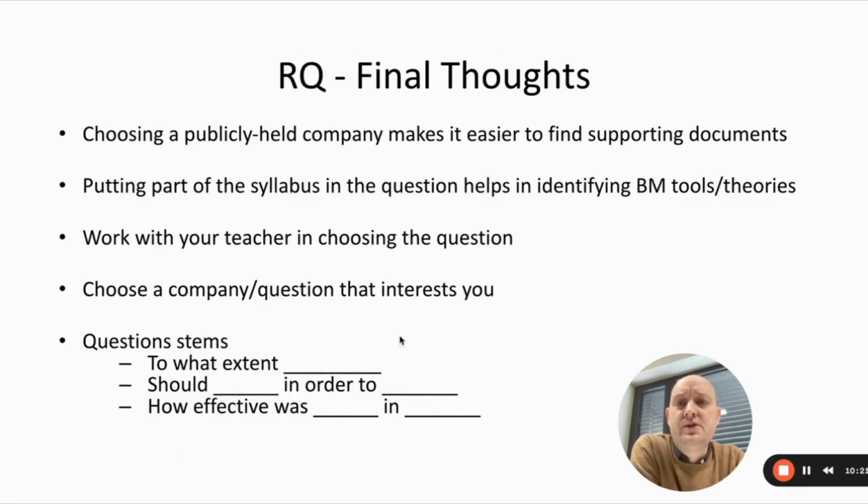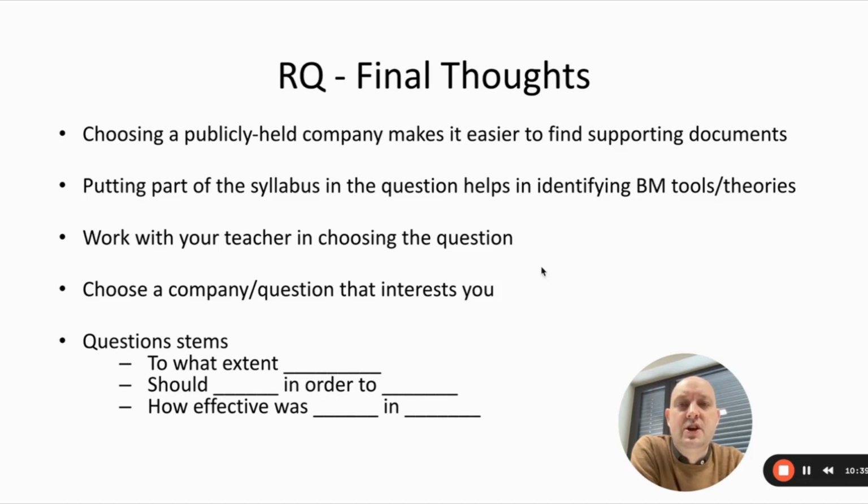So for final thoughts, I think choosing a publicly held company makes it easier. Again, you don't have to. I just think it does make it easier. Putting part of the syllabus into the research questions, such as franchise or acquisition, I think helps you in identifying BM tools and theories. We'll talk more about that later.